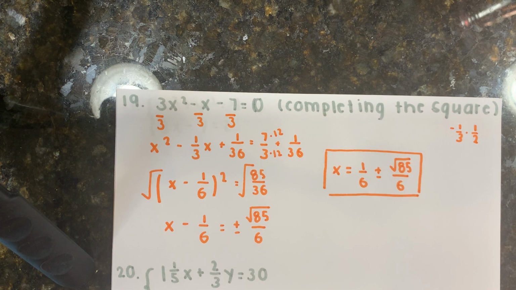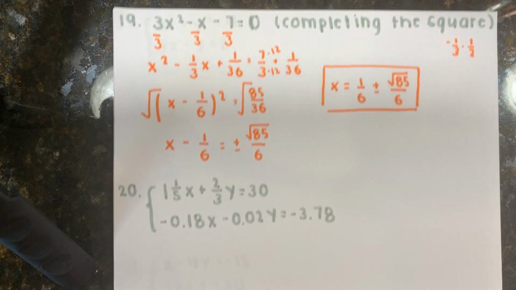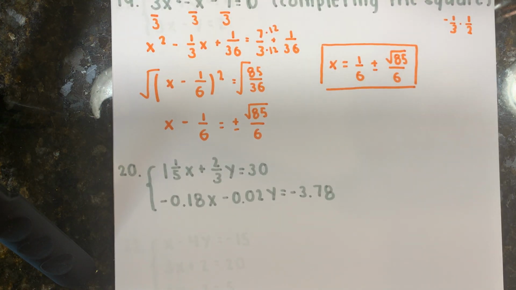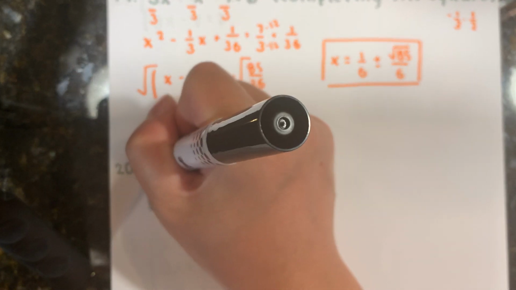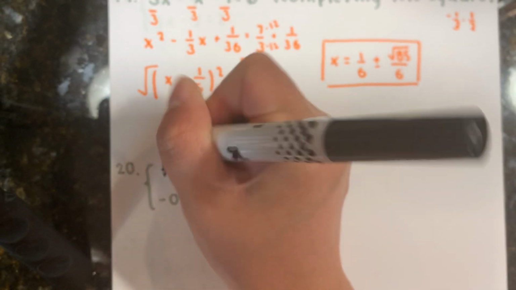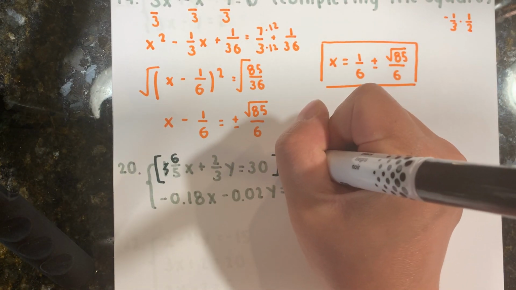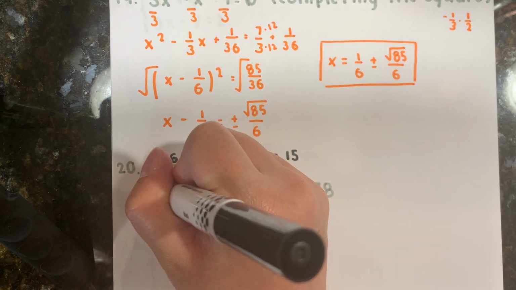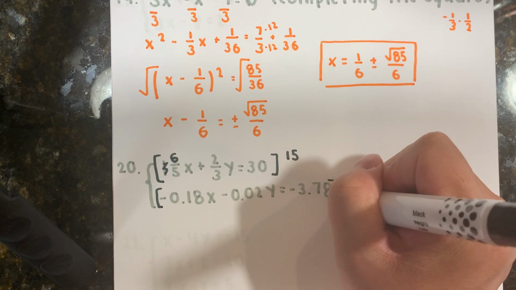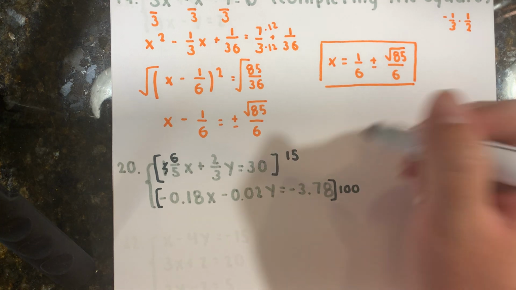Now for number 20, what I want to do first is make that first one into an improper fraction, which would actually just be 6 over 5. So you can ignore that one. I made it 6 over 5. And I'm going to multiply this whole thing by 15. The bottom one I'm going to multiply by 100.